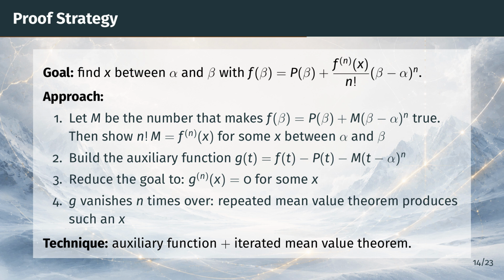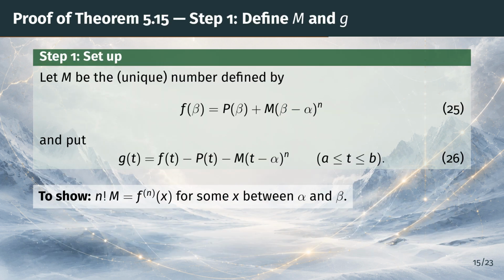Let's carry it out. Step 1. Equation 25 defines the number M. Since alpha and beta are distinct, beta minus alpha to the power n is not 0, so there is exactly one number M making the equation true. M is simply the actual error of the polynomial approximation at beta, rescaled. At this point, equation 25 contains no information at all. It is just a definition.